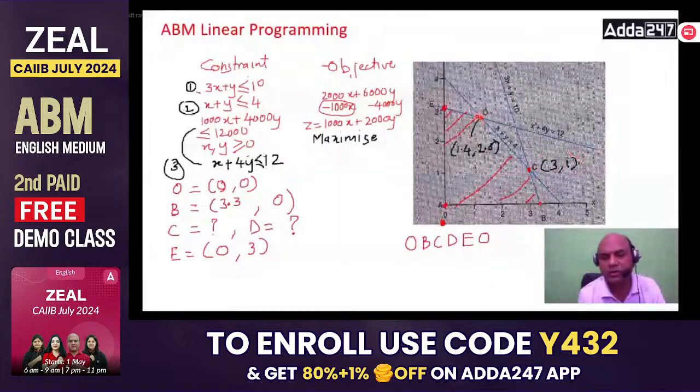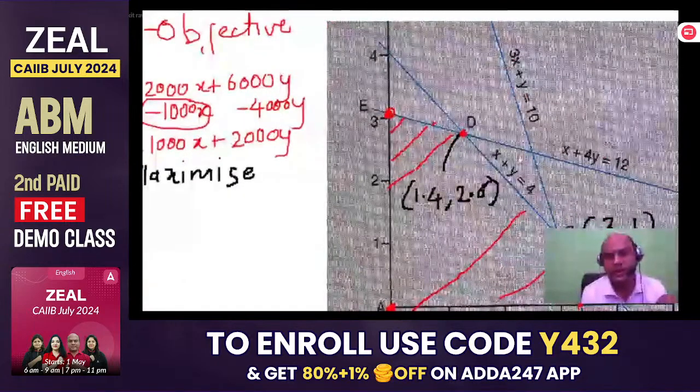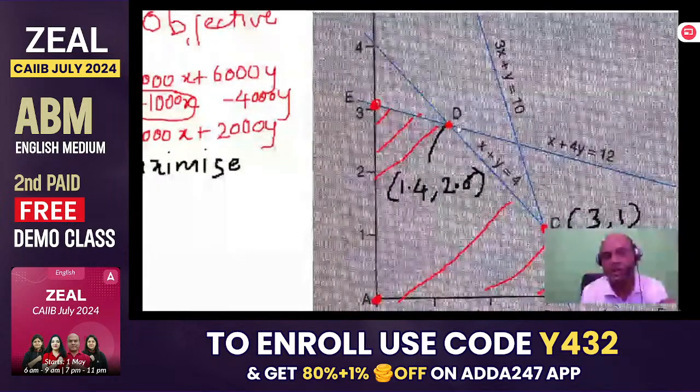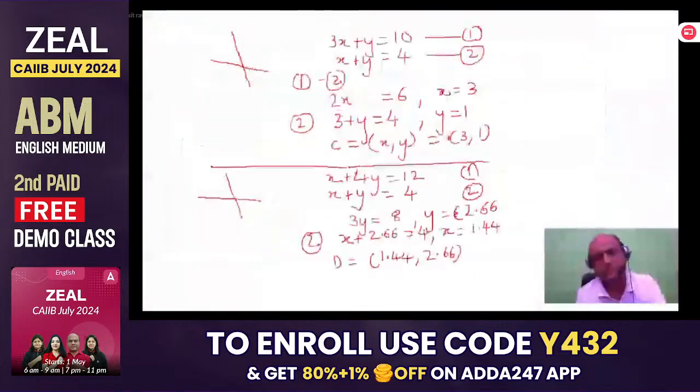Similarly now the D point. What are the lines now? X plus 4y equals to 12 and x plus y equals to 4. This is the new pair of lines. Are you getting this? These are the 2 lines, and you have to solve them now. How to solve them?